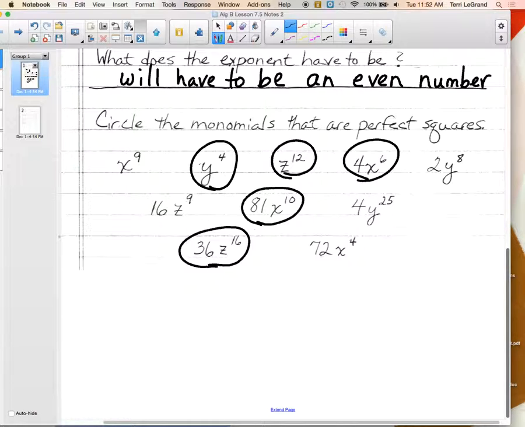What's wrong with 4y to the 25th power? The 25. There's no power that you can add to itself to get 25. You can't add something to itself and get 25.